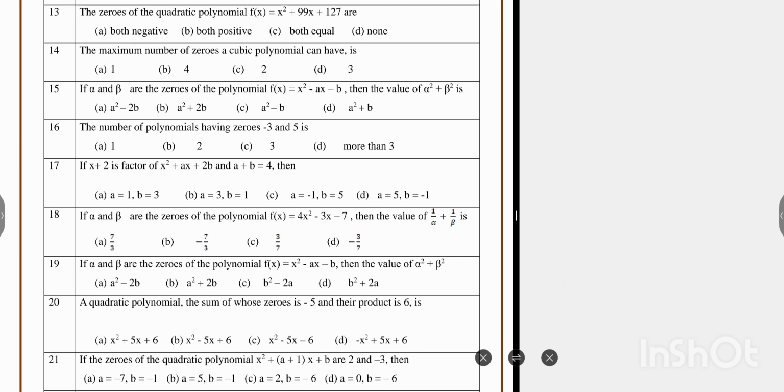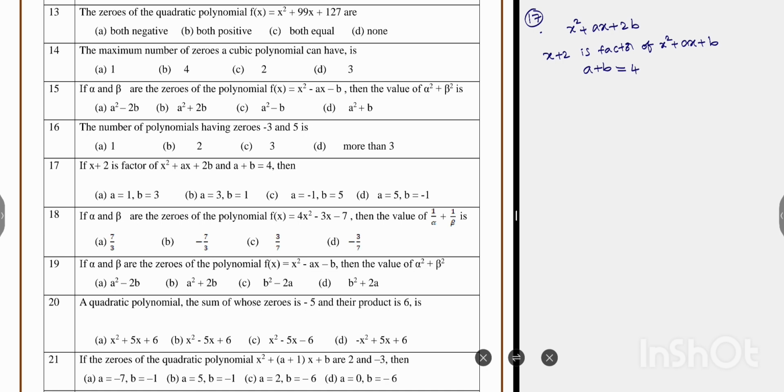In question number 17, what is given? X plus 2 is a factor of both. X square plus ax plus 2b is one polynomial. Okay, this is the polynomial. X plus 2 is a factor, it is given, of x square plus ax plus b. And one more piece of information is given: a plus b is equal to 4.